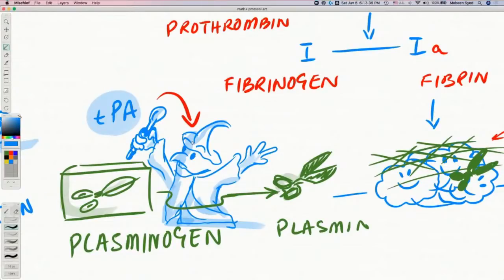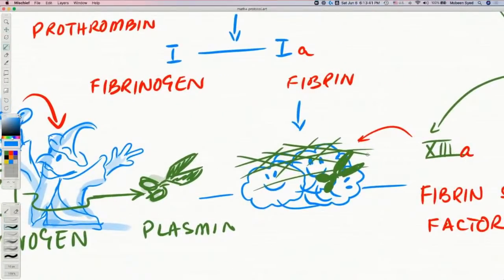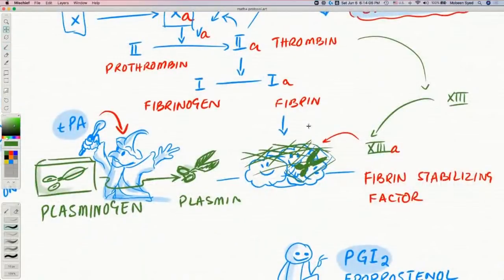So if you see, this is a magician here who's activating the plasminogen. When the plasminogen becomes the plasmin, we actually put the plasminogen in the clot as well. So once we put that in the clot, then at a later stage, we can make it active, those scissors that would then cut the fibrin and dissolve the clot. So we know this much from our previous discussions.